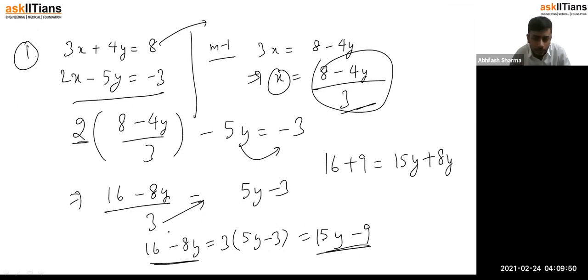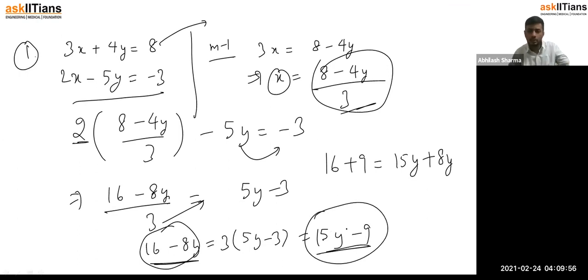Look, 16 minus 8y equal to 15y minus 9. So I have transposed 9 to LHS, so it will become plus 9. 8y I have taken to RHS, so it will become plus 8y. Okay. So here we are getting 16 plus 9 is 25 equal to 15y plus 8y is 23y. So y we are getting as 25 by 23.